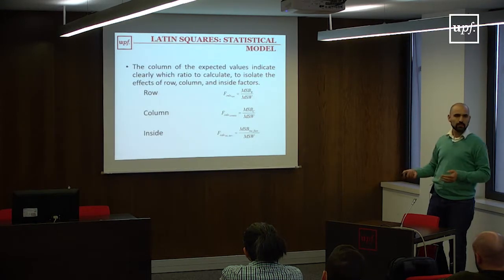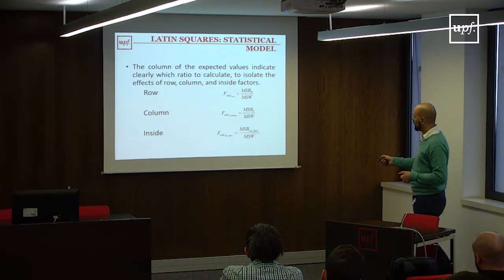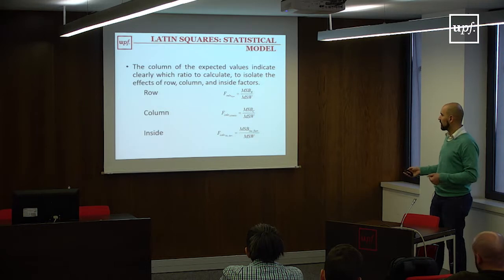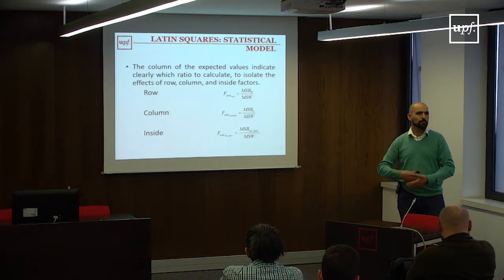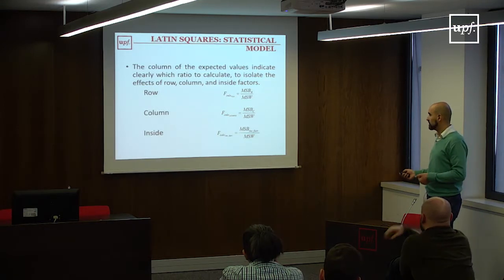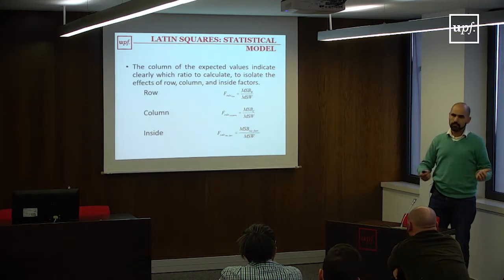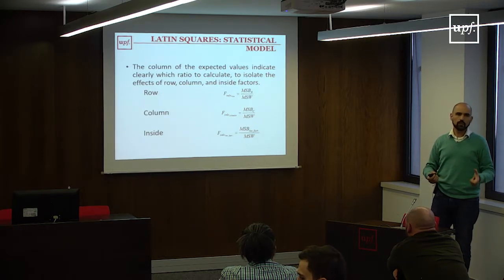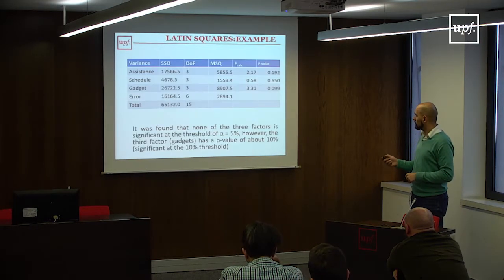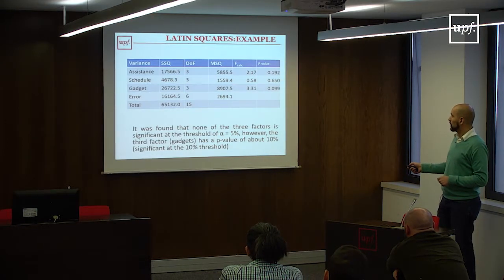So we go back, computing our Fisher coefficient, simply dividing the mean square of each of the factors by the mean square of the error. If the mean square of the factor is much bigger than the mean square of the error, then this factor is significant. Much bigger, how much bigger? We have seen it depends on the percentage of error we are ready to accept. So in this case, we have this table. We compute the Fisher coefficient.